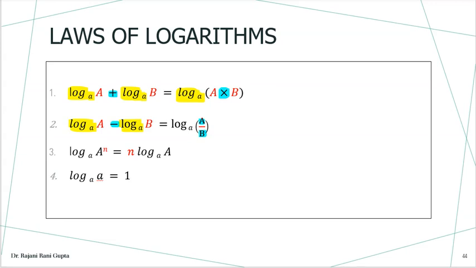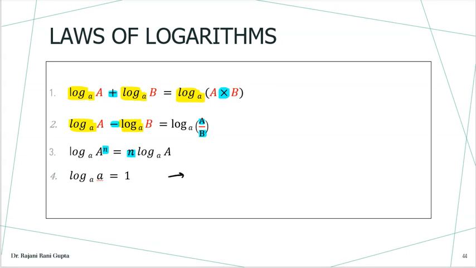Then the third law states that log to the base a of a to the power n is equal to n log to the base a of a. So whichever number is in the power comes into the multiplication. And the fourth law says that log to the base a of a, meaning the number is the same as the base, is 1.